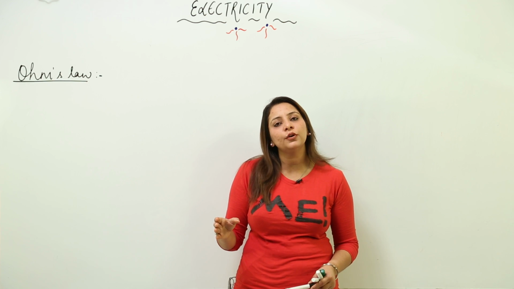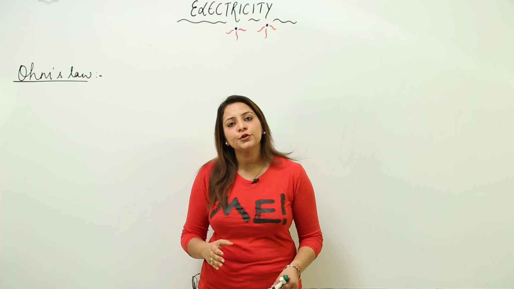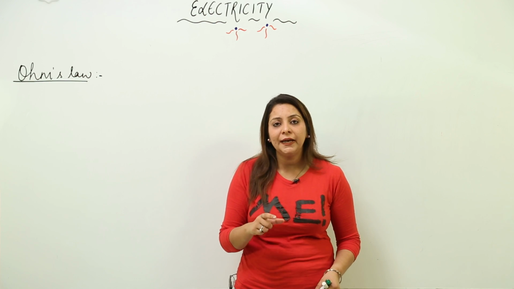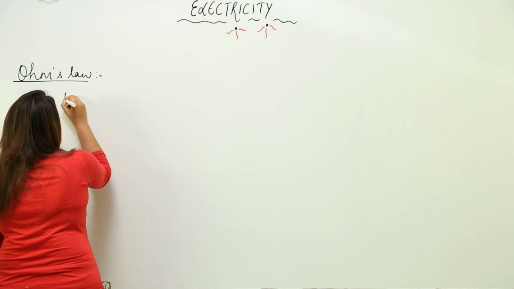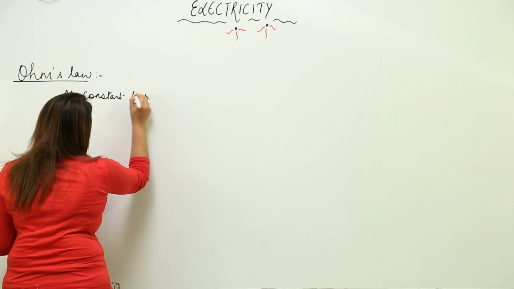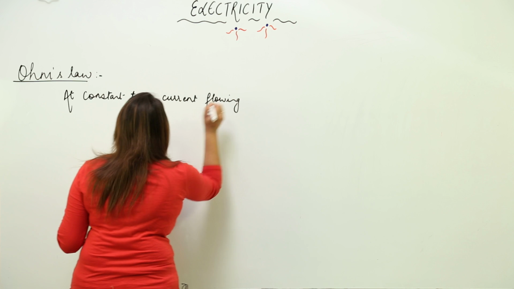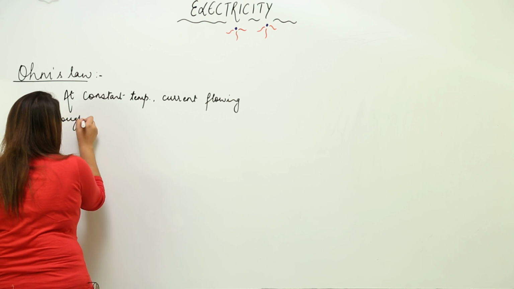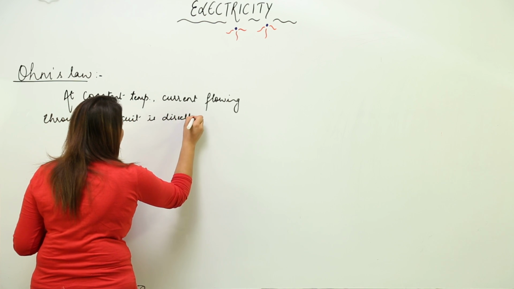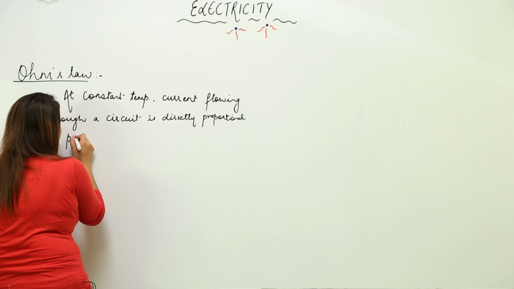They won't have the same charge in them. Out of them, one is always at high potential and the other is at low potential. So for the continuous generation of current there has to be a potential difference. This thing actually led to the formulation of Ohm's law by scientist Ohm. He said that at constant temperature, current flowing through a circuit is directly proportional to potential difference applied.